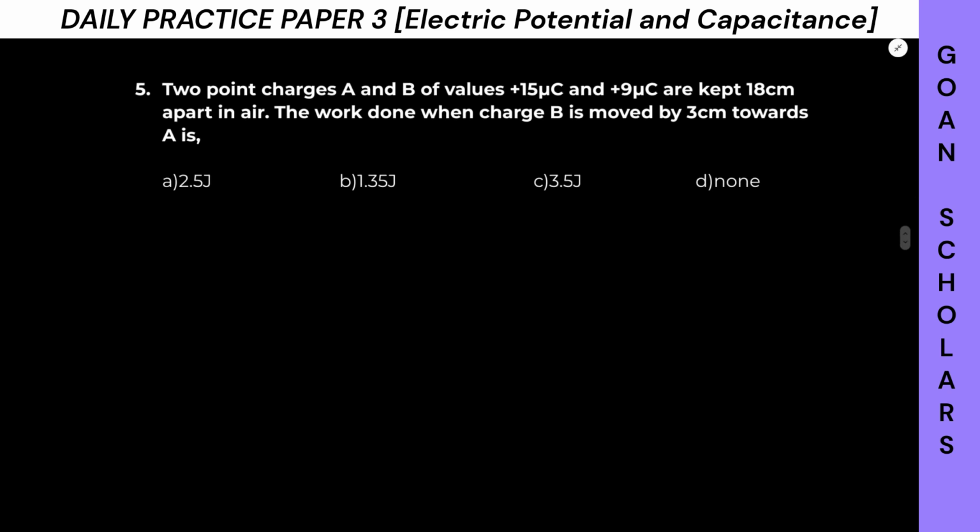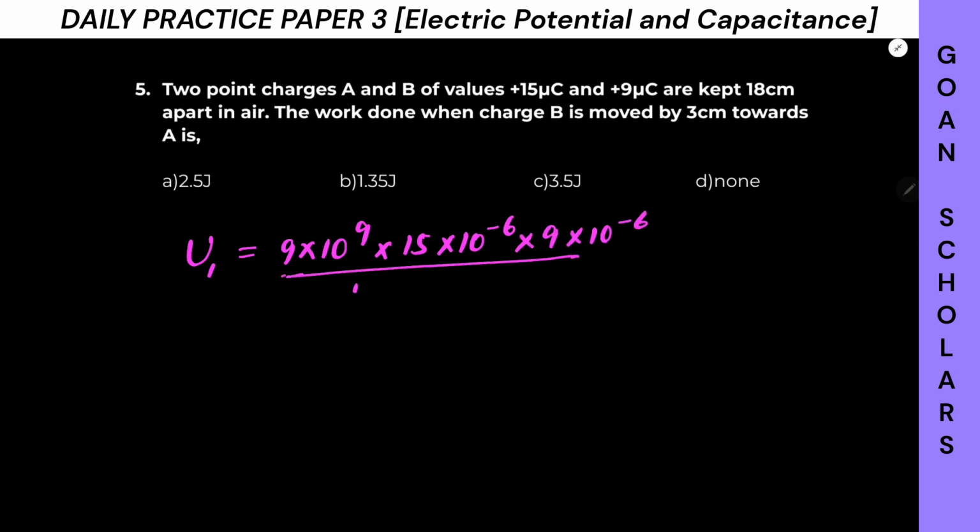Question number 5 says 2 point charges A and B of value this and this are kept 18 centimeter apart. The work done when the charge B is moved by 3 centimeter. It's not 3 centimeter by 3 centimeter, which means we have to first find the potential energy U1 when they were 18 centimeter apart. So K Q1 Q2 whole divided by 18 centimeter, 18 into 10 to the power minus 2, correct?